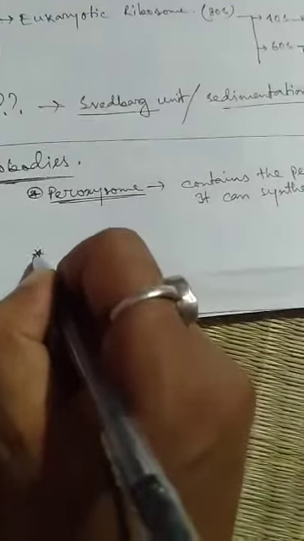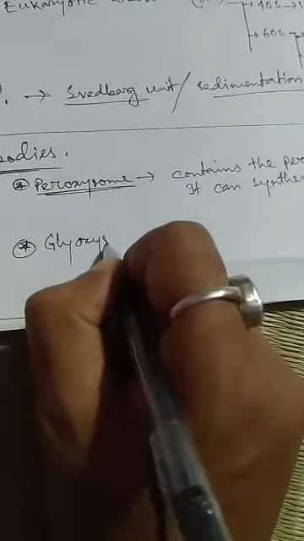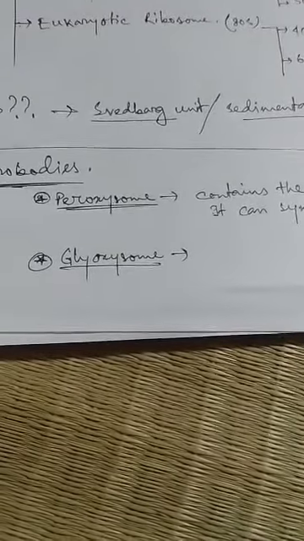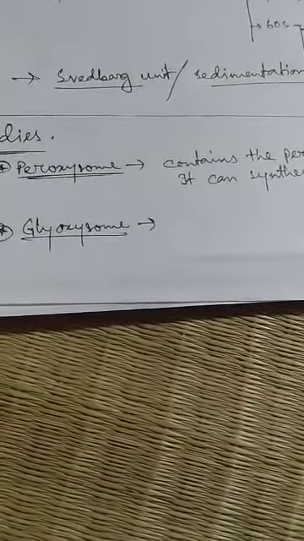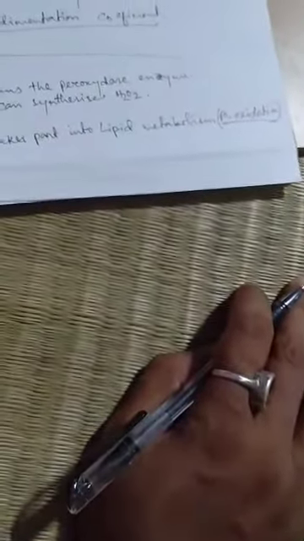Then another microbody is glyoxysome. That is also a single membrane bounded small spherical structure which contains many enzymes for lipid metabolism. Lipid metabolism means the breakdown process of lipids. Okay, beta oxidation. So it takes part in lipid metabolism, that is beta oxidation. The glyoxysome contains many enzymes which participate in the beta oxidation process.